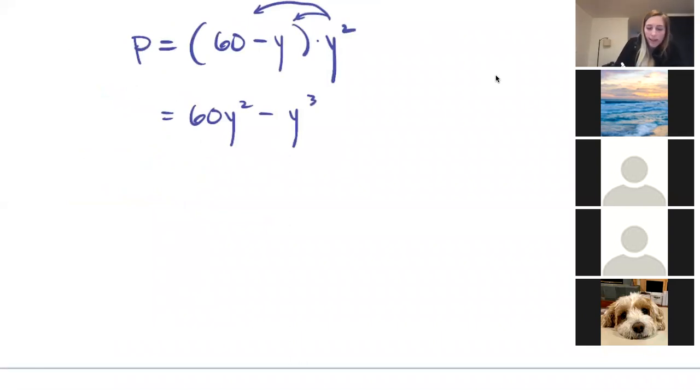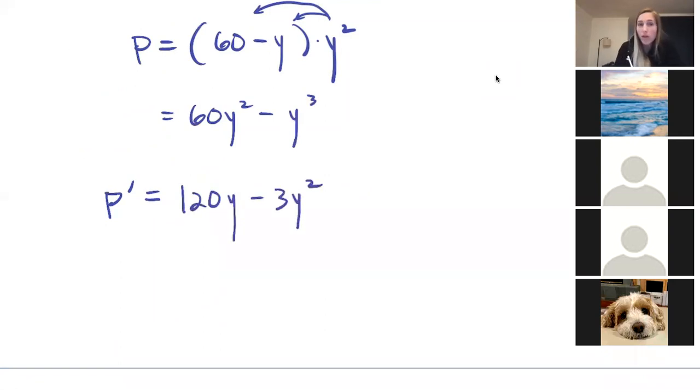Okay, so now I'm ready to take the derivative. I'm going to find P prime, right? We take the derivative of the optimization equation. So that would be 120y minus 3y squared.